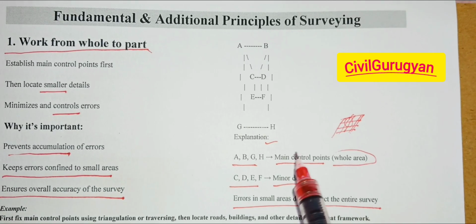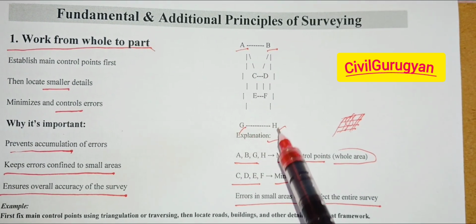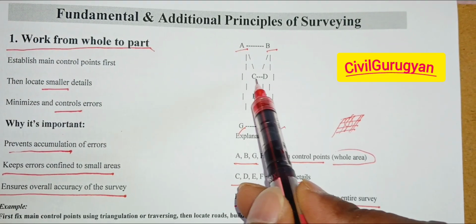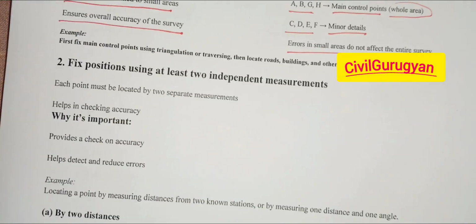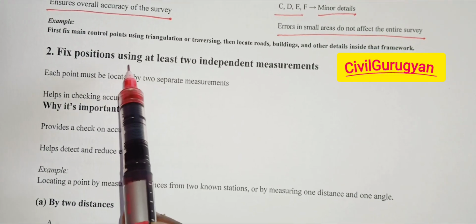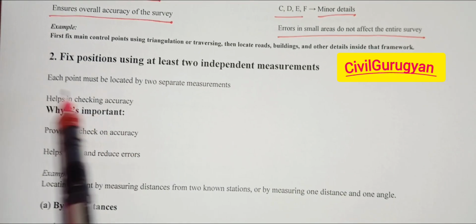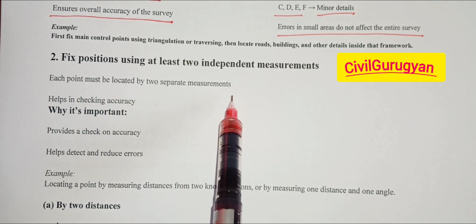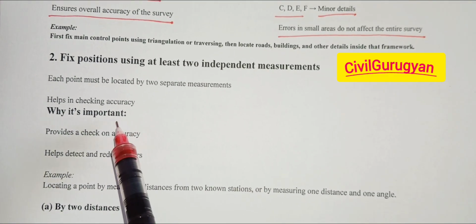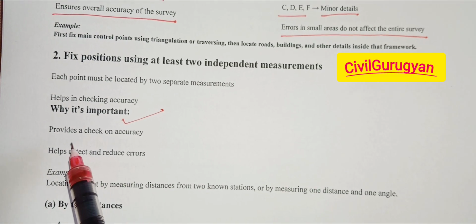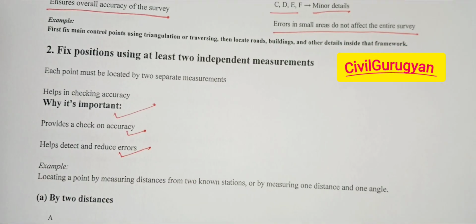For working from whole to part, first we establish the main control points A, B, G, H, and from here we will take the minor details at C, D, E, F. Similarly, point number 2 is fix position using at least 2 independent measurements. This means each point must be located by 2 separate measurements, and it helps in checking accuracy. Why is it important? It is important to provide a check on accuracy, and help detect and reduce errors.